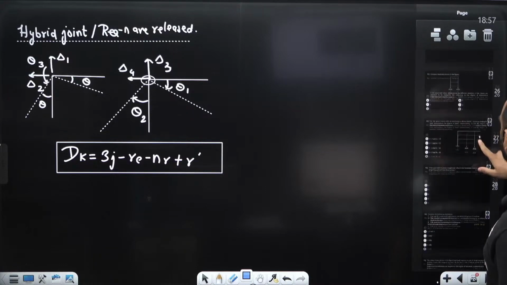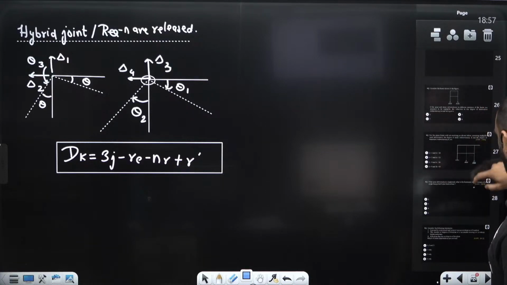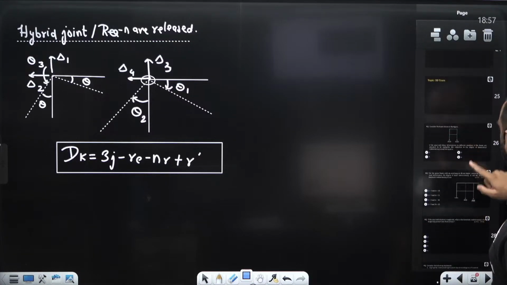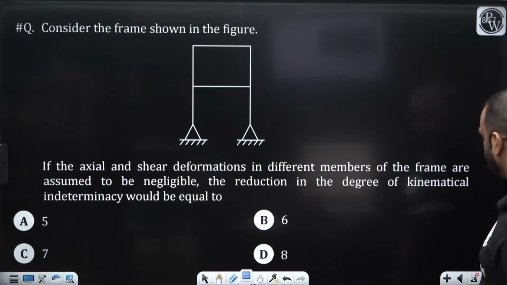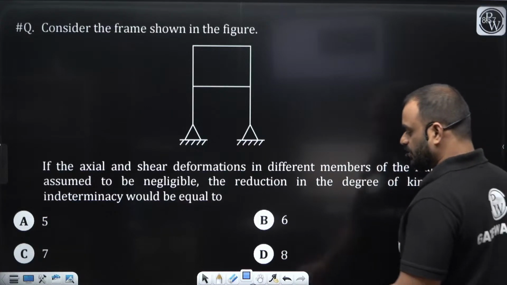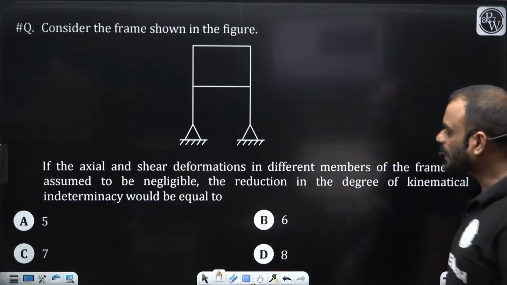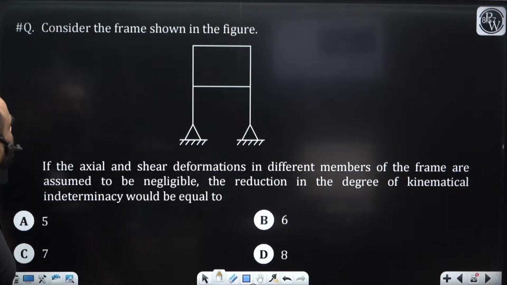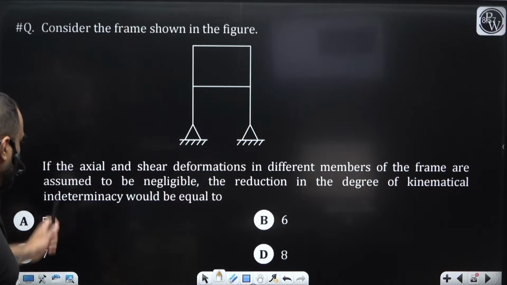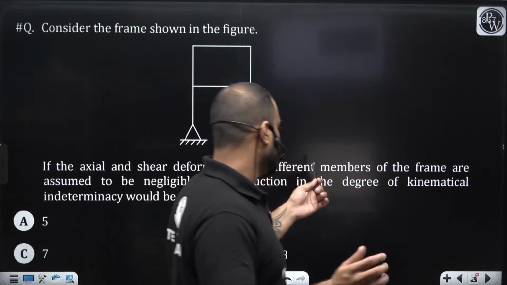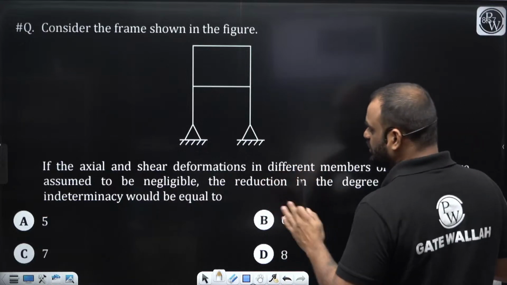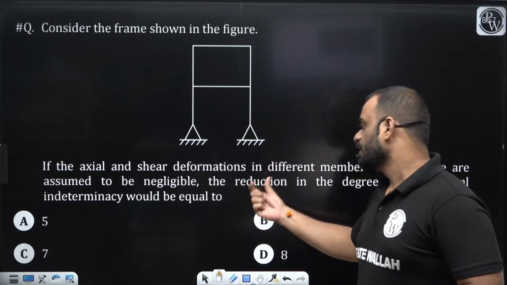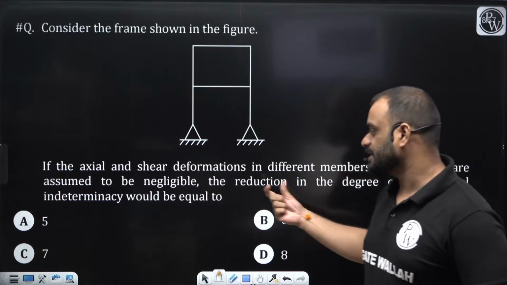So let us solve some questions first. Let us solve this particular question. This is the GATE problem which was asked in your GATE examination, guys. What they have given: consider the frame shown in the figure. If the axial and shear deformation in different members of the frame are assumed to be negligible, the reduction in the degree of kinematic indeterminacy would be equal to.